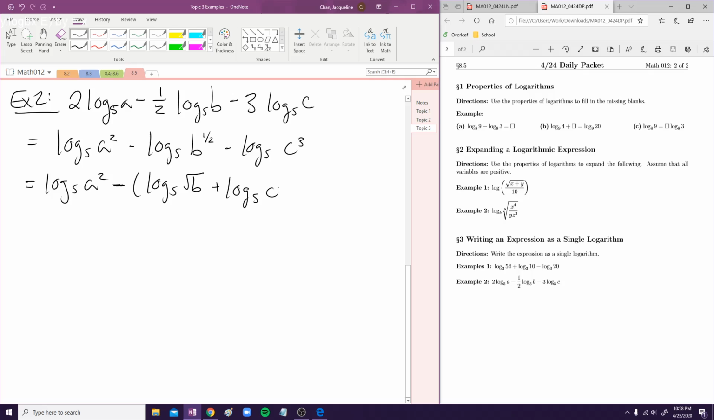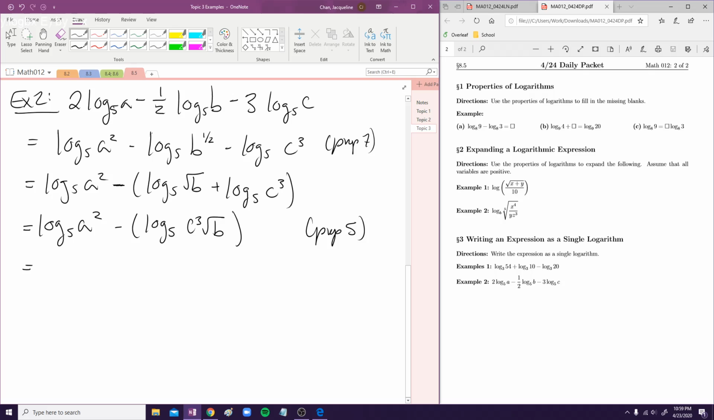This becomes plus log of C cubed. Right? So this is log base 5 of A squared minus, and then over here, I'm going to do the parentheses first. This becomes log base 5. Since they have the same bases, we can combine the arguments using the multiplication property. So this was property 7. So this becomes C cubed square root of B. Okay, and this is property 5.